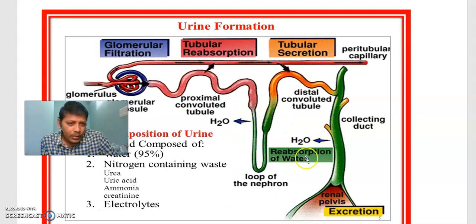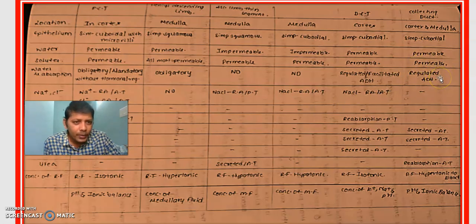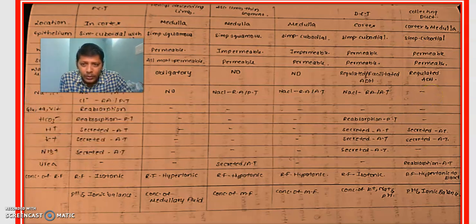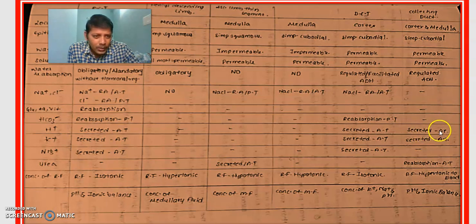Reabsorption of water is taking place here in the collecting duct, present in the cortex as well as the medulla. Water reabsorption is regulated by ADH, as in the DCT. Here also conditional reabsorption takes place. NaCl is also reabsorbed in this segment, but it is not mentioned here. Next, glucose and amino acids: not here. And secreted by active transport: H plus is secreted, K plus is secreted.